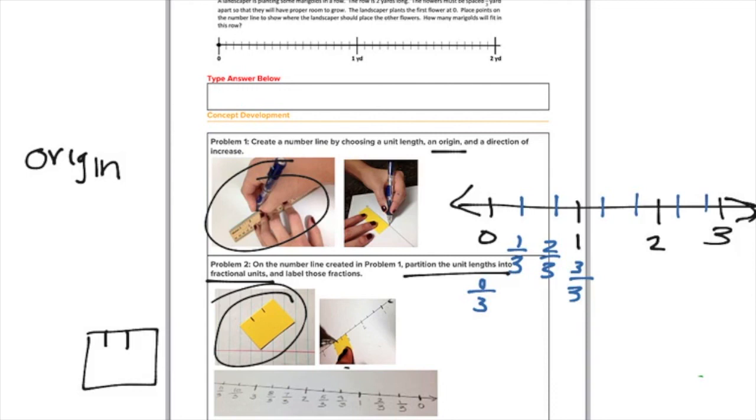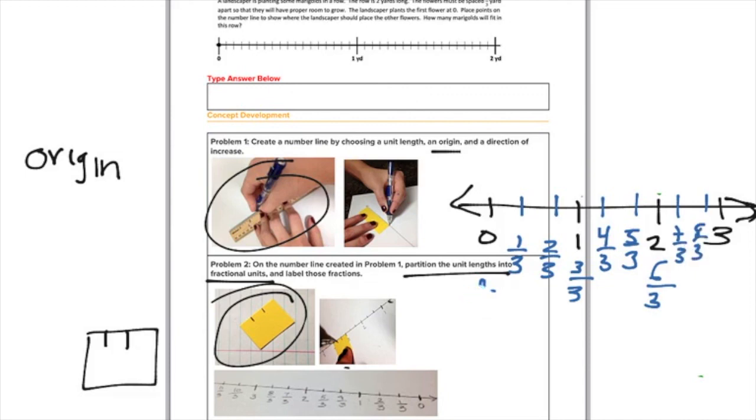Oop, it's not typing. I turned my pen off. I can't split this into thirds and then split this part into fourths. It all has to be the same interval, the same amount. Now, if I were to keep counting, this would be 4 thirds, 5 thirds, and we know that 2 is the same as 6 thirds, 7 thirds, 8 thirds. We don't need to label them all.